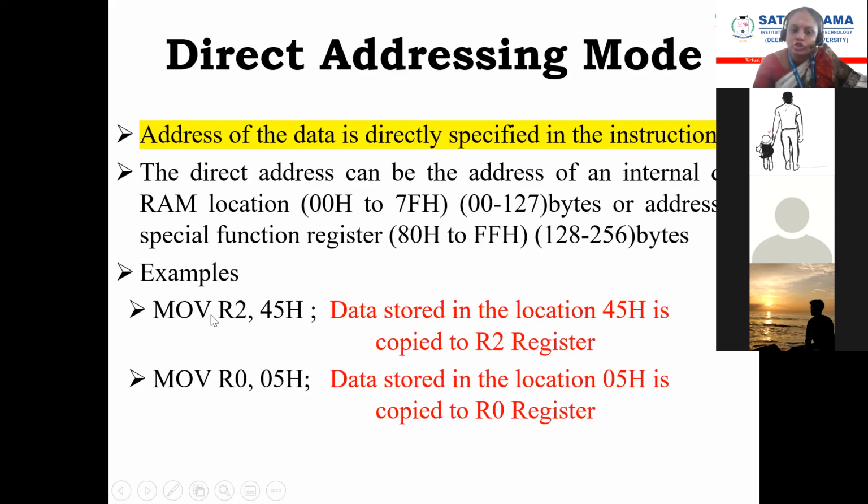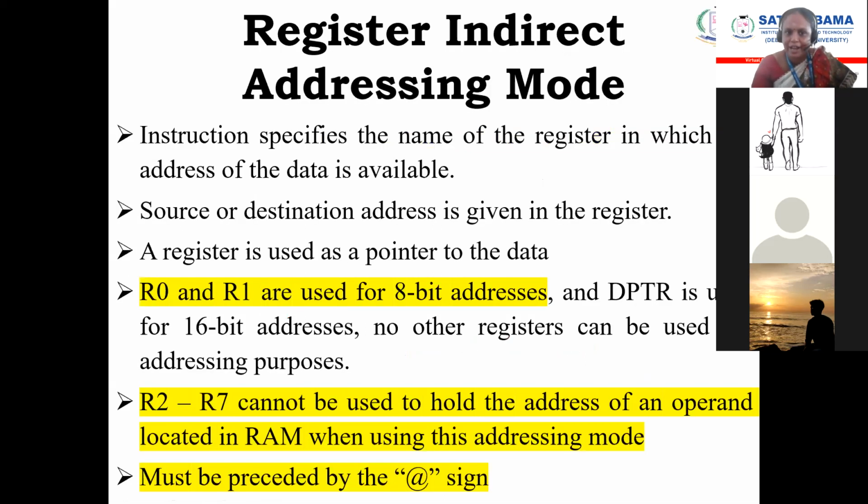Can you understand? So MOV R2, 45 means data stored in the location 45H is copied to the R2 register, or else the data stored in the 05H location is copied to the R0 register. That is direct addressing mode. Directly I am specifying the address. That's why this is called direct addressing mode. Directly I will specify.